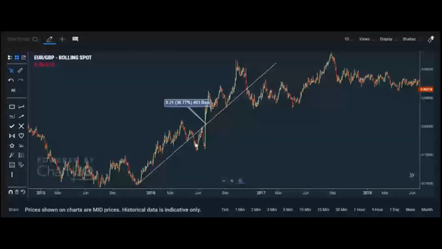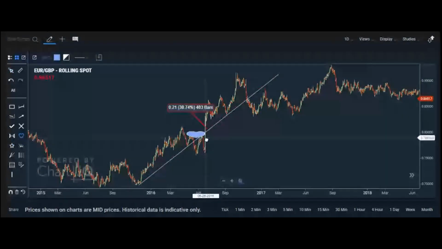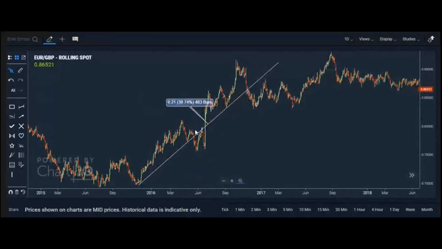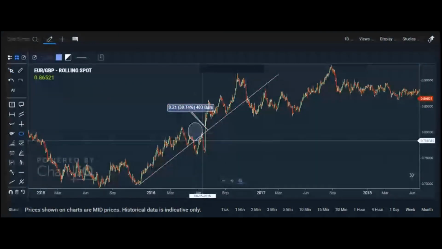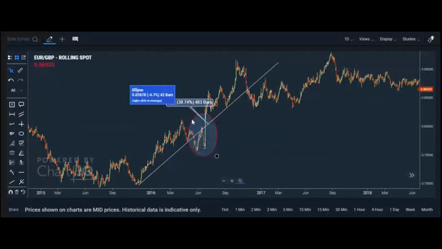Look at this. This is a what? This right here. Sorry. Let me see if I can highlight that with an ellipse. Okay, look right here. Right here. That's a what? That's a false breakout, right?